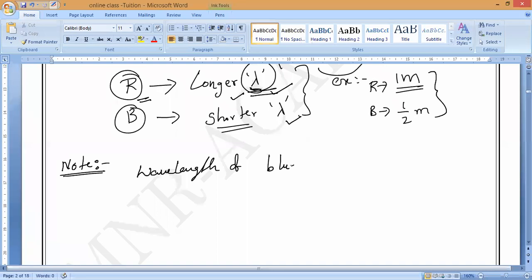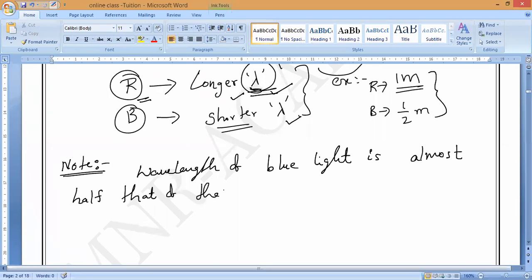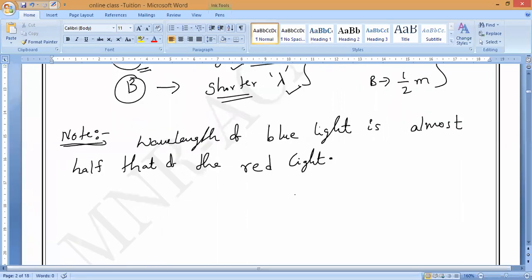The wavelength of blue light is almost half that of the red light. Is it okay, guys? Half that of the red light. Please note it down. All of you respond to me. Yes, sir.